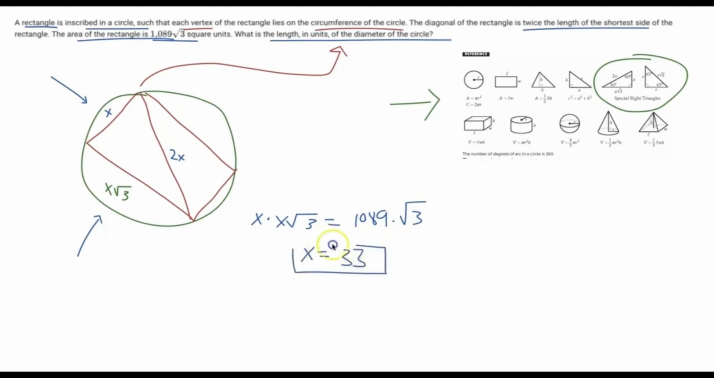And so now that we know what x is, all we have to do is plug it in here. So x is 33, so we know one of the side lengths is 33, but that diameter is the diagonal of the rectangle. And the diagonal of the rectangle is 2x. And so 2 times 33 gives us 66 as our final answer.